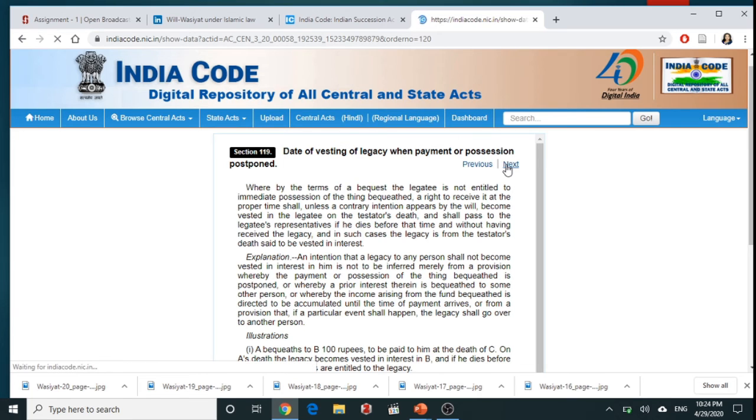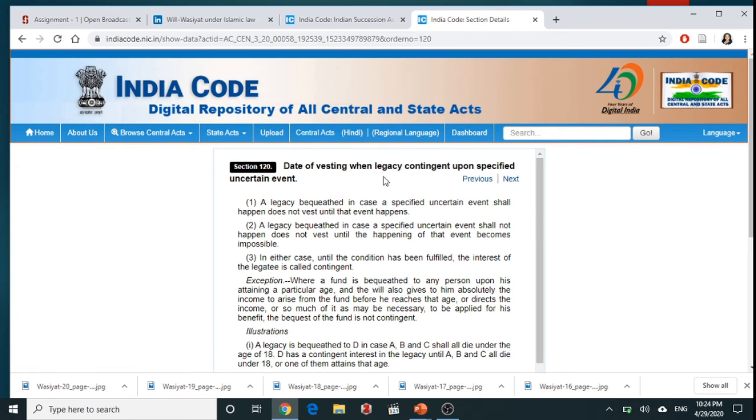We come to the next section, and that is on contingent interest, the specified uncertain event. Like I already discussed, we will just see the section. A legacy bequeathed in case a specified uncertain event shall happen does not vest until that event actually happens. Subsection 2 of section 120 says, a legacy bequeathed in case a specified uncertain event shall not happen does not vest until the happening of the event becomes impossible. Thirdly, in either case, until the condition has been fulfilled, the interest of the legatee is contingent.